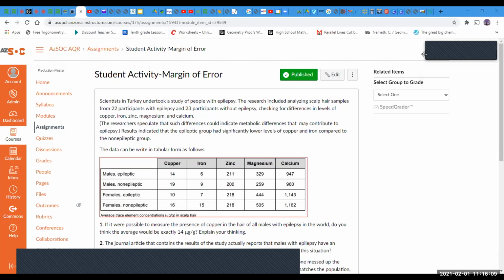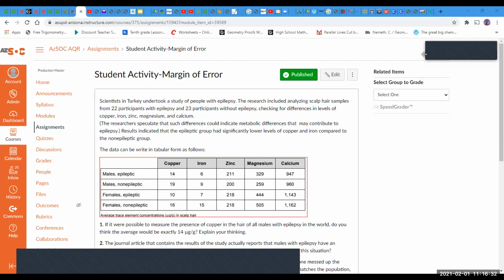Differences may contribute to epilepsy. Results indicated that the selected group has significantly lower levels of copper ion compared to the non-epileptic group.